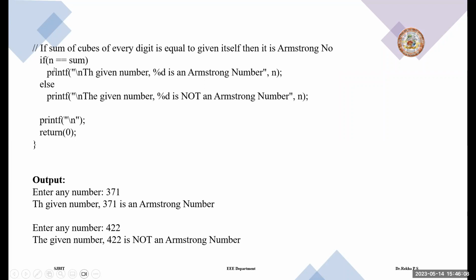So now if n is equal to sum, because if the sum of cubes of every digit is equal to the given number itself, then it is an Armstrong number. So if n is equal to sum, the given number is an Armstrong number. Otherwise, it's not an Armstrong number. That's all. So enter any number, 371. The given number is 371. It's an Armstrong number. Okay. Enter any number, 422. The given number is 422. So it's not an Armstrong number.